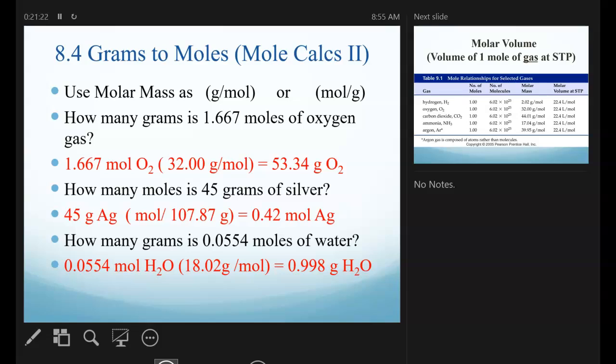What do I need to get rid of? Moles. So moles go on the bottom. What should be on top? Grams. And what goes where? 32 grams per 1 mole. So I put the mole on the bottom and the grams on top, because this way I cancel out the moles and you end up with 53.34 grams of oxygen.